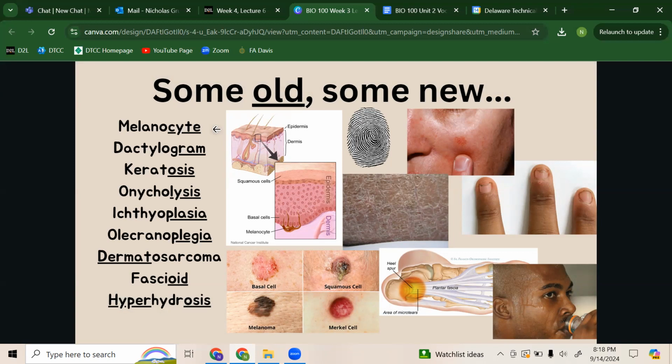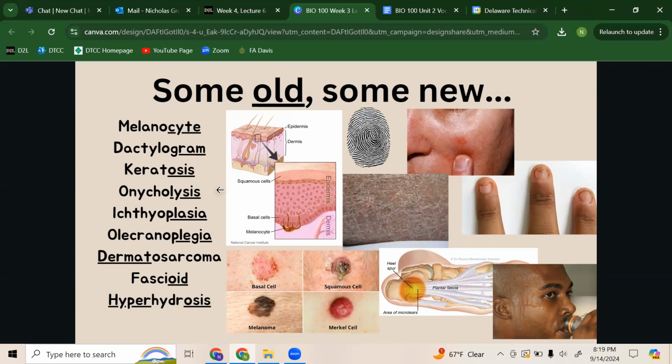Keratosis. So osis is an abnormal condition. Kerat is for keratin, so an abnormal condition of keratin. So it's when cells keratinize or over keratinize where they shouldn't be. Onycholysis. So lysis is an old one. That means to dissolve or disintegrate. And then onych is our root for nail. So disintegration of the nails, like this picture here.